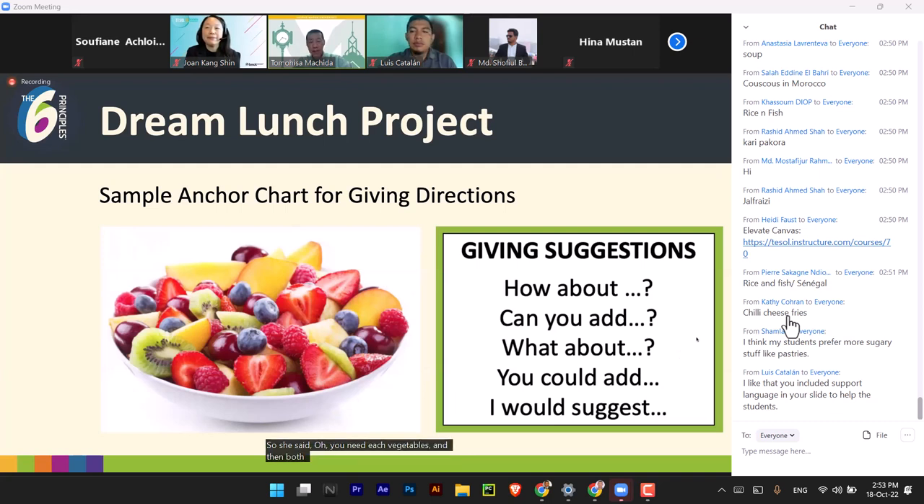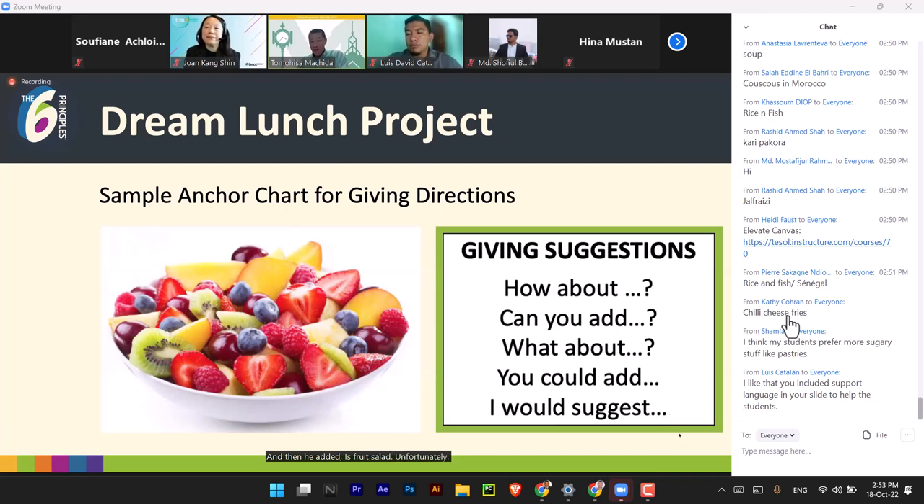And the boy says, oh, I don't like meat, I don't like vegetables. And then the conversation stopped. Ayako saw the conversation, and then she showed this anchor chart. Hey, look. And the girl says, oh yes, we learned these phrases. And then she says, how about fruit salad? And the boy says, oh, I like fruits. And then he added his fruit salad.